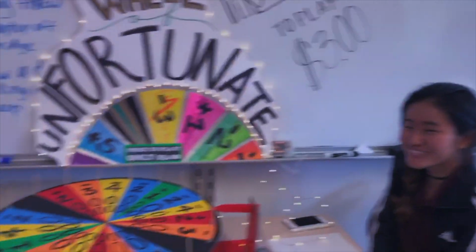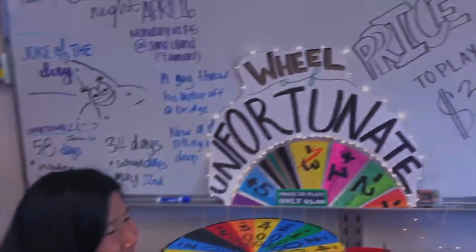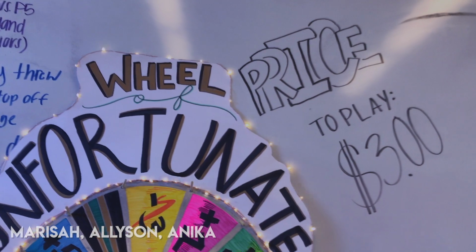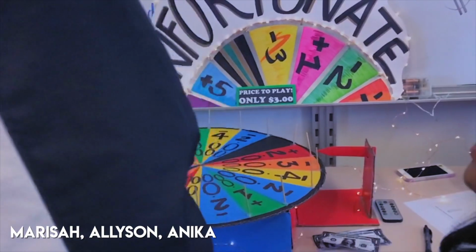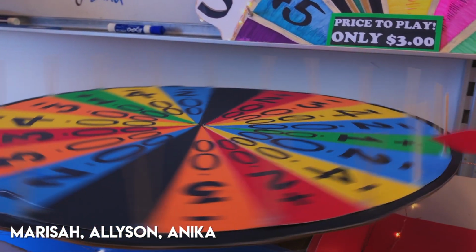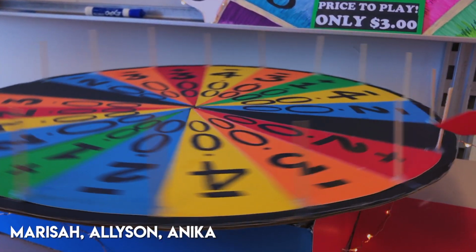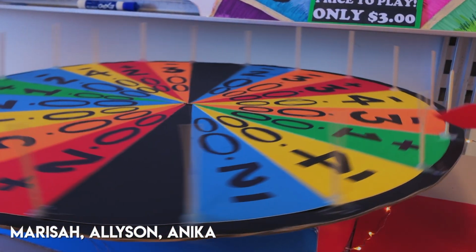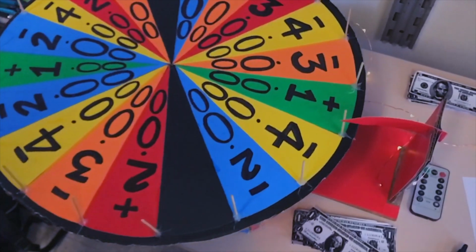To play the Wheel of Unfortunate, you need $3 for 2 spins. You then spin the wheel and you have the chance of landing on a subtraction, addition, or bankruptcy of money. If you land on the black bankrupt section on your first turn, then you do not spin a second time and don't get your money back. If you land on the black bankrupt section on your second turn, then you do not get any of your money back.